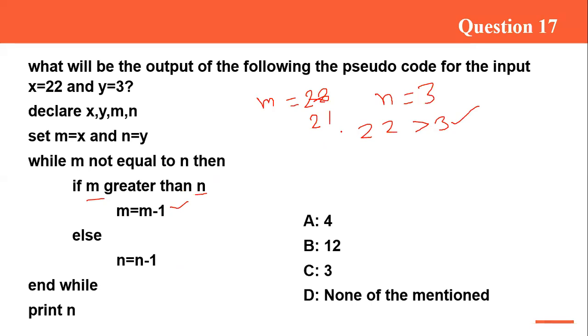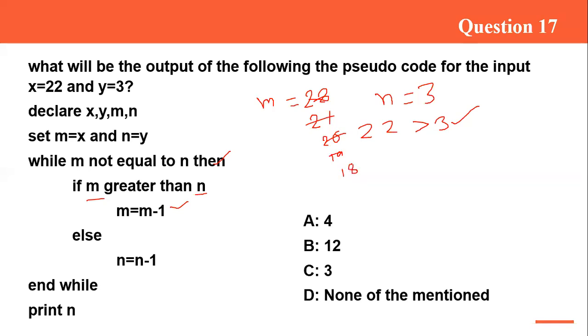Now again it will check 21 not equal to 3, true, enters inside. M greater than n, 21 greater than 3 true, m equal to m minus 1. It becomes 20. If you observe, next 20 not equal to 3 true, it will become 19. 19 not equal to 3, it becomes 18.